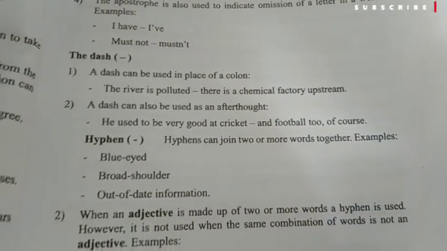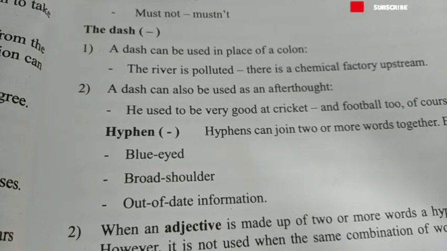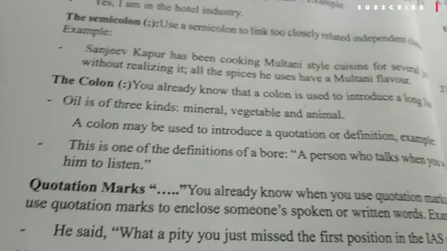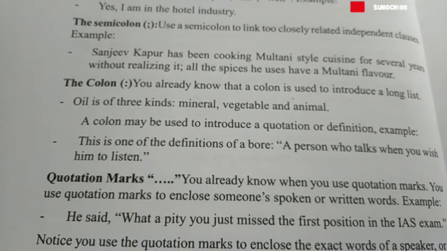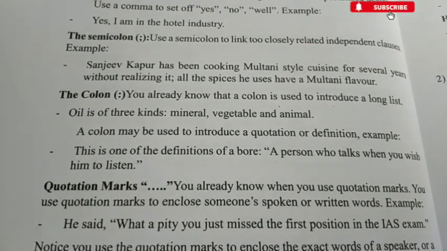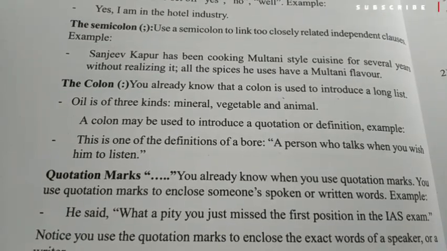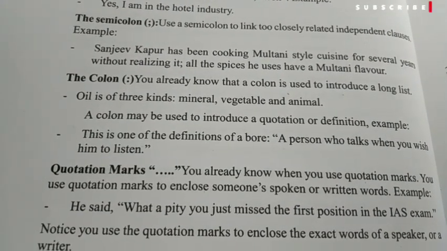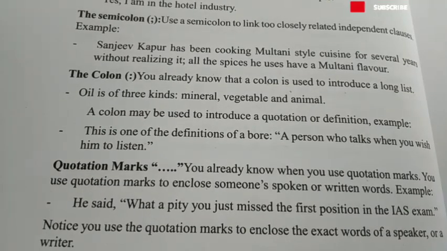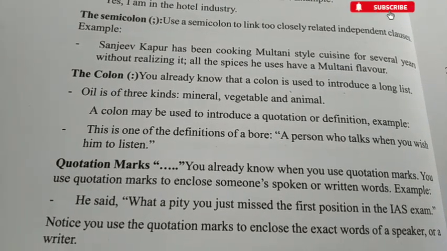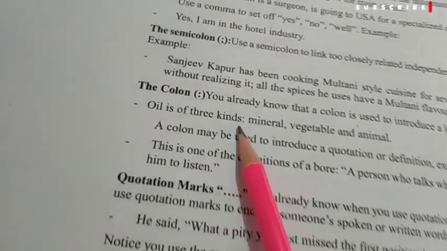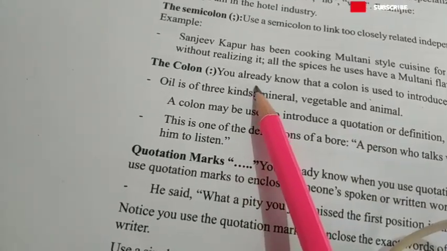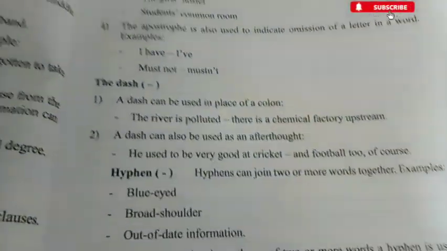So here we see, now we come to dash, where we use dash. I think we left colon, so first we go ahead with colons, why we use this, and then we understand dash. You already know that a colon is used to introduce a long list. If we want to introduce a long list, in this case we use colon. Like oil is of three kinds: mineral, vegetable, and animal. Okay, like this we use colon. I hope you understand.